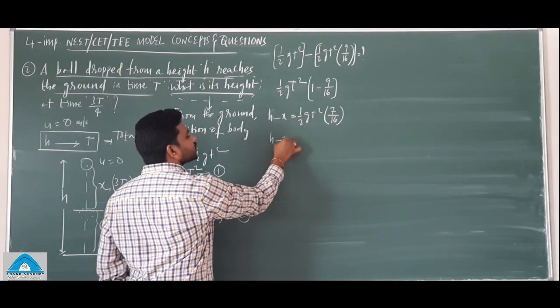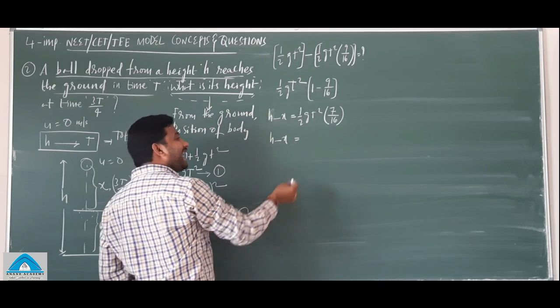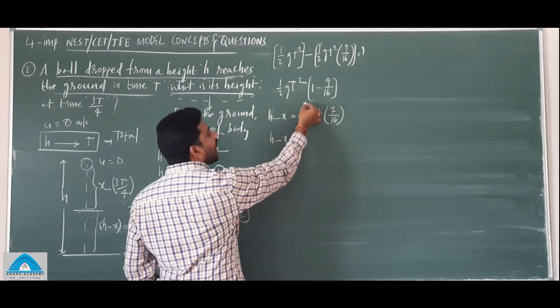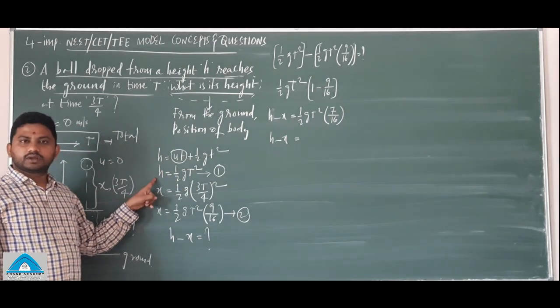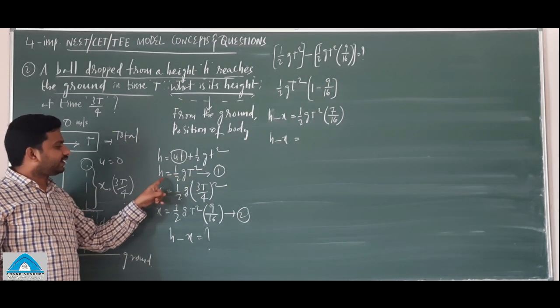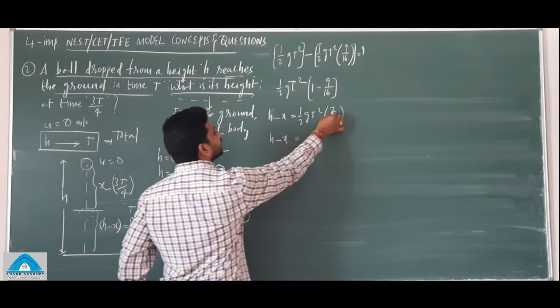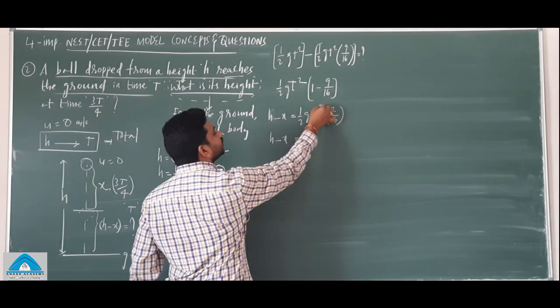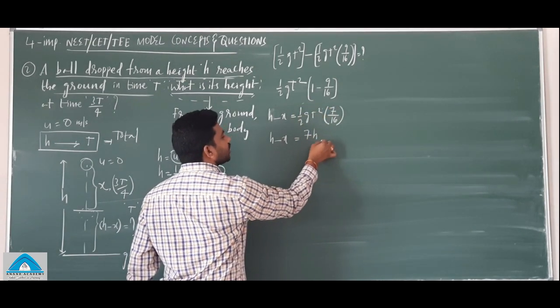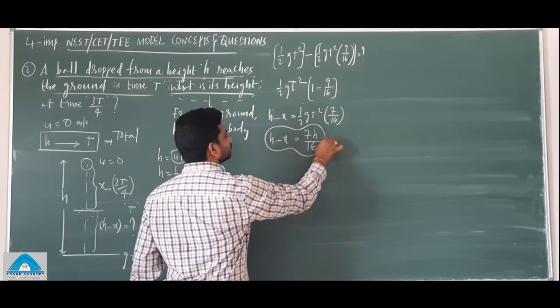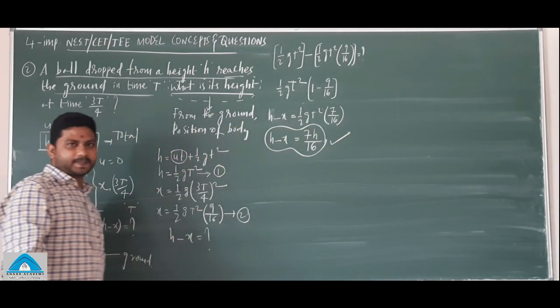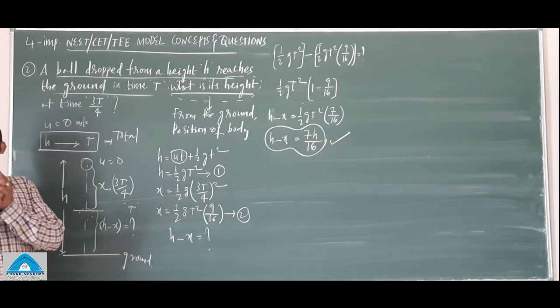So your small h minus x is equal to, this is half gt square. And I said half gt square is h. Yes? Definitely half gt square is h, small h. So I can write it is 7 into this part I am writing as small h, over 16. This is your reference. Okay? Is it clear? Sure?